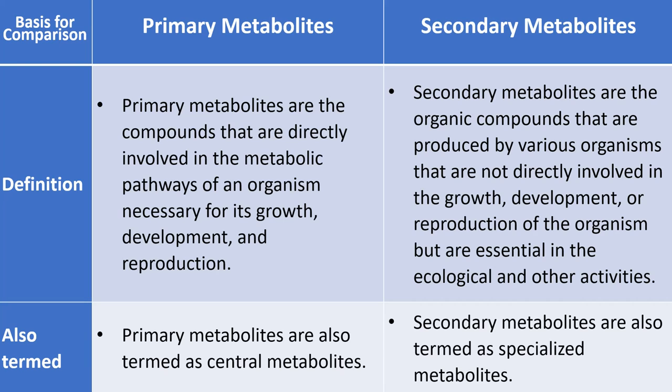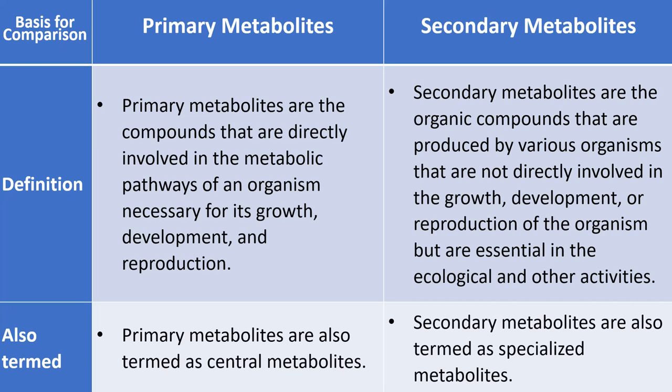According to the definition, primary metabolites are the compounds that are directly involved in the metabolic pathway of an organism, necessary for its growth, development and reproduction. As we already discussed, primary metabolites are used in the growth, development, and reproduction of organisms. So they are essential, meaning that in daily life, production of these primary metabolites is required.